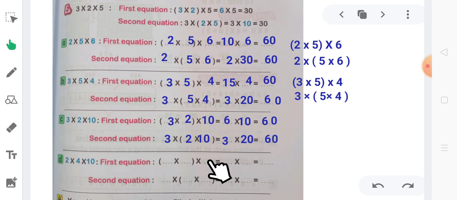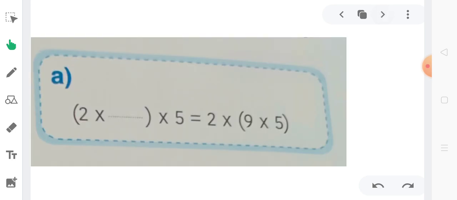Okay, and the last exercise, you can do it on your own. Let's go to the next exercise. We have another exercise here. When I change the order, the answer doesn't change. Okay, I've got this.